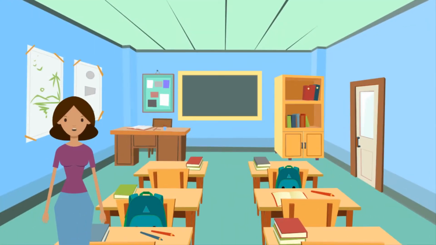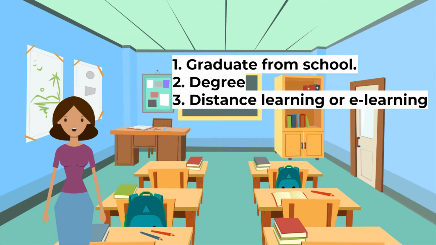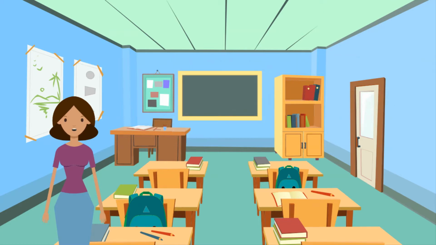This time, let's talk about vocabulary to use when talking about education. 1. Graduate from school. 2. Degree, for instance, she has a degree in economics. Particularly this year, 2020, we have used this a lot. 3. Distance learning or e-learning. This is a method of study that involves using the internet and communicating with teachers using email. 4. Grant. This is an amount of money given to someone, especially by the government, to help pay for their education or research. 5. Scholarship. These are all good words to use in your writing or spoken task during the exams.